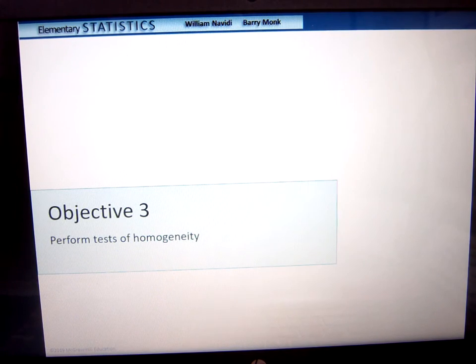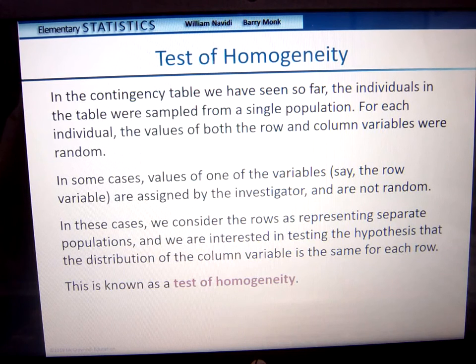Now, objective 3, we're going to perform tests of homogeneity. In the contingency tables we've seen so far, the individuals were sampled from a single population. For each individual, the values of both the row and column were random. But in some cases, the values of one variable, let's say the row variable, are assigned by the investigator and not at random. In these cases, we consider the rows as representing separate populations, and we are interested in testing a hypothesis that the distribution of the column variable is the same for each row.